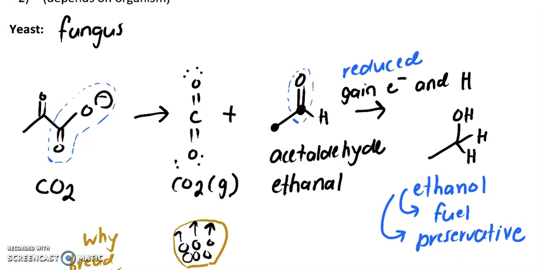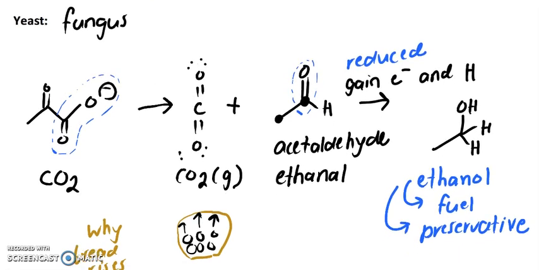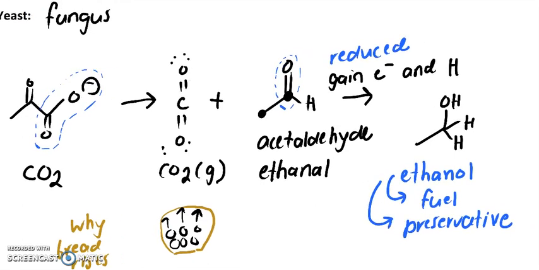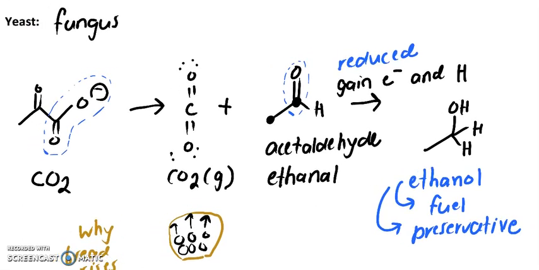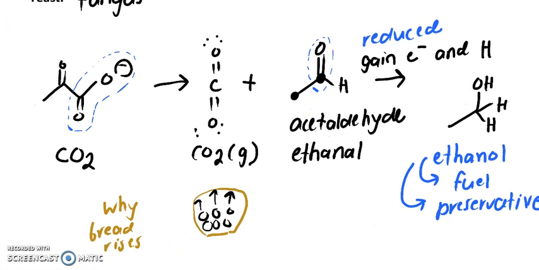Okay. So yeast makes CO2, and it also makes a type of alcohol known as ethanol. So we can call these reactions alcohol fermentation. Fermentation because O2 was not required.